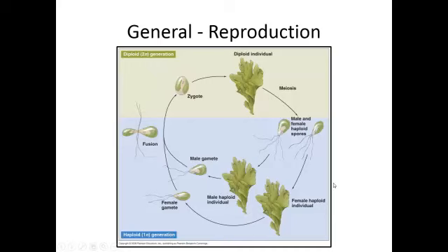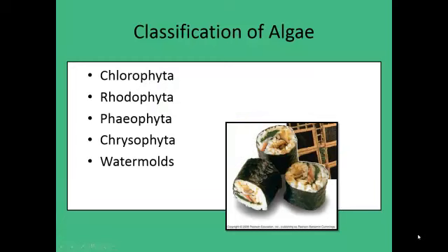Now this is kind of funky because in animals, our gametes, our haploid spores, if you want to call them that, do not undergo mitosis and form individuals. But in algae and in plants, this does happen, and we call this alternation of generations. You have a generation where you have the diploid individual, and then you have a generation where you have male and female haploid individuals. On to classification of algae. And when we go through these various groups, I'll be talking about their economic benefits. So we're going to go over chlorophyta, rhodophyta, phaeophyta, chrysophyta, and the water molds.